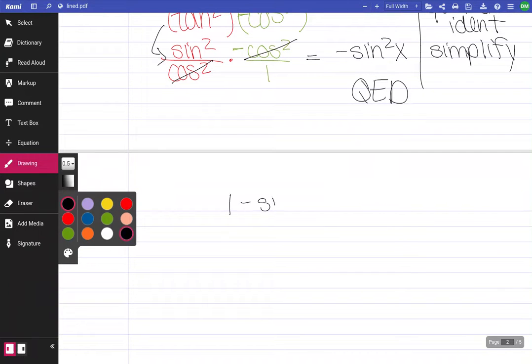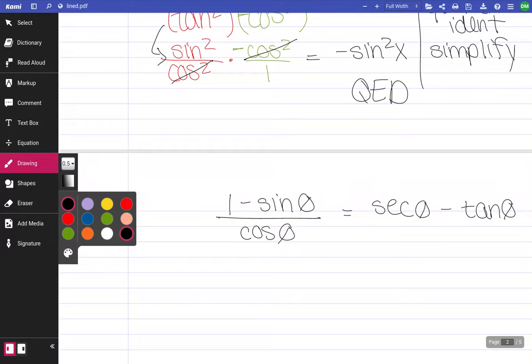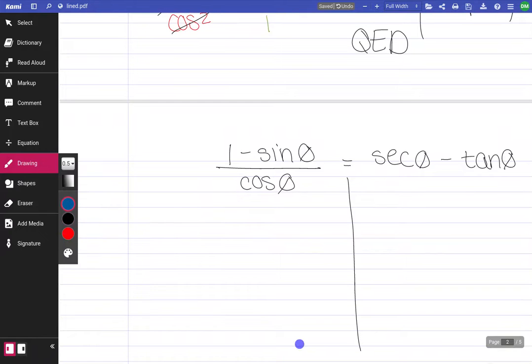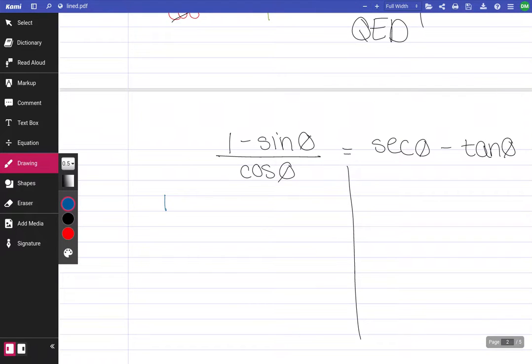Next one, I've got 1 minus sine of theta over cosine of theta equals secant of theta minus tangent of theta. Now, this one could go both ways. You could pick the right side, you could pick the left side, because there's really not one easier way than the other. But if I'm doing it, I'm going to start on the left. The reason is because I can actually split this into two separate fractions. So it'll be 1 over cosine minus sine over cosine. And my reasoning would just be split the fraction.